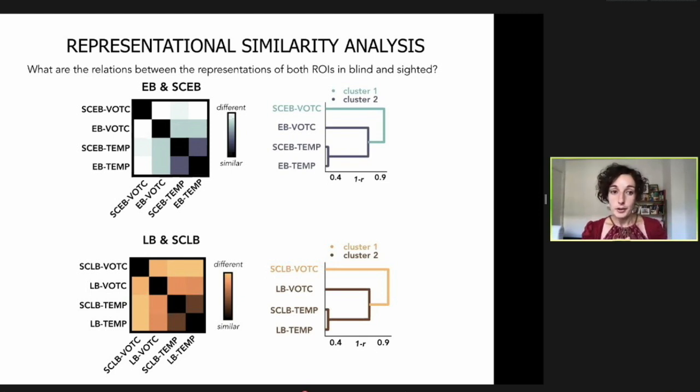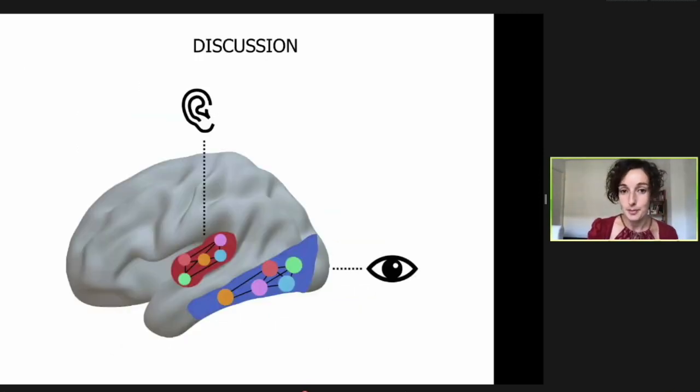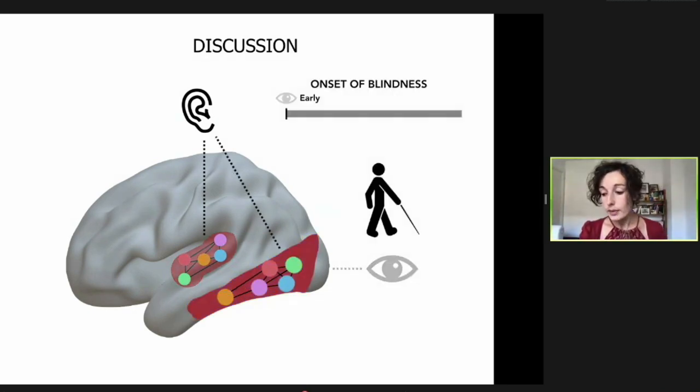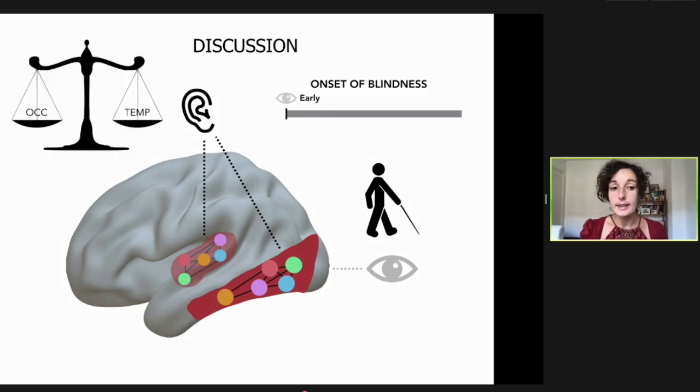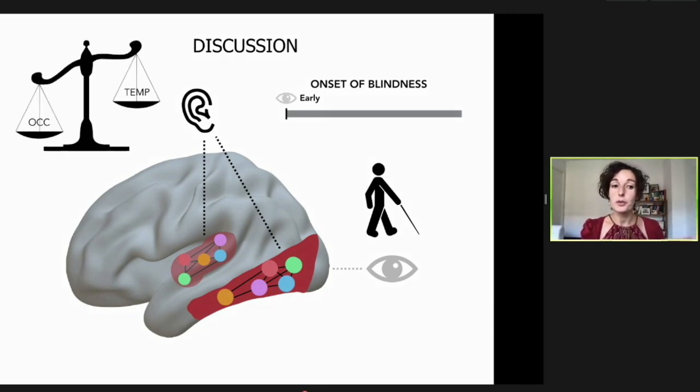So I really would like to share other further analysis that we did with you, but it's already time to jump to a quick summary. So our data suggests that early blindness induces a network-level reorganization in the processing of sound categories by concomitantly increasing the computational load of the occipital cortex and decreasing the computational load of the temporal regions compared to the sighted.